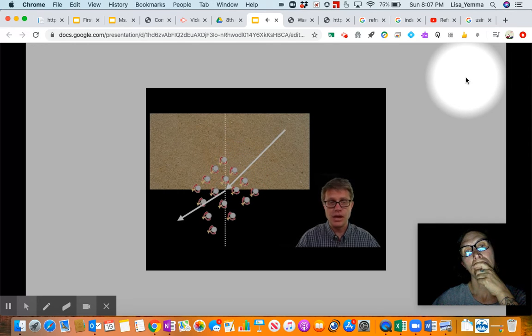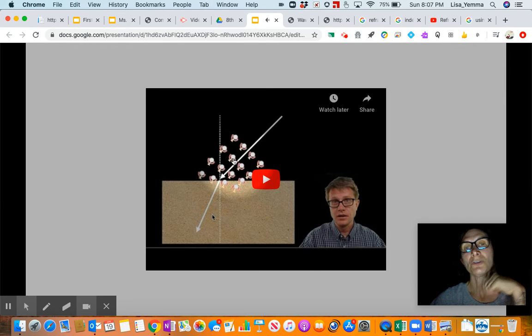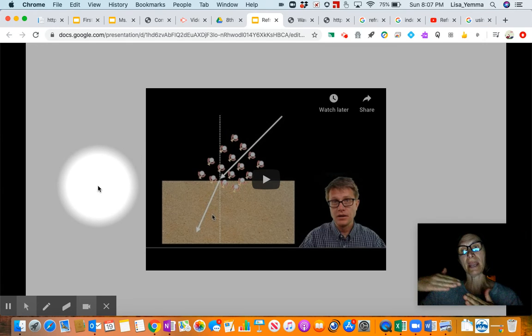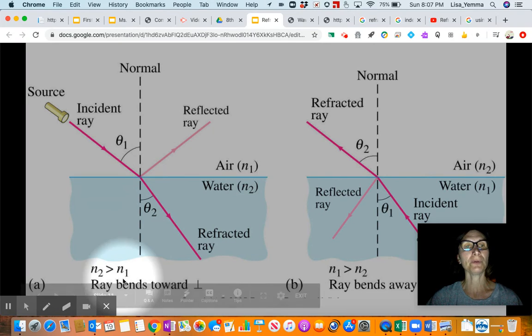And so if we put in that normal again, our angle. So we're going to say the angle of incidence and the angle of refraction, different than angle of incidence and angle of reflection, because now we're talking not a bouncing back, but a bending as it goes through.